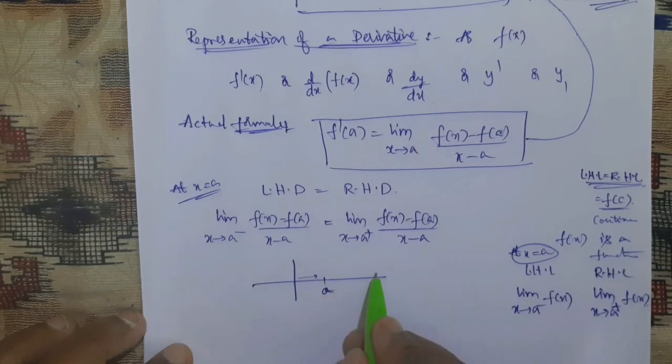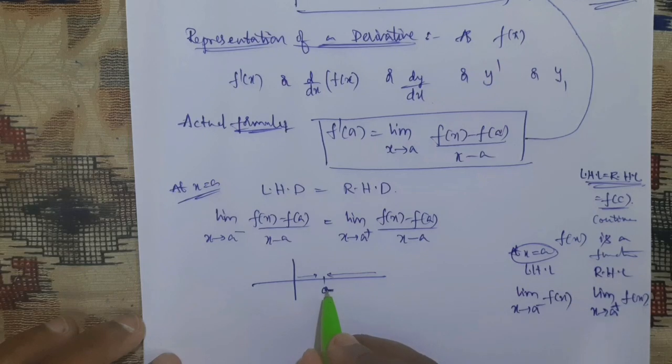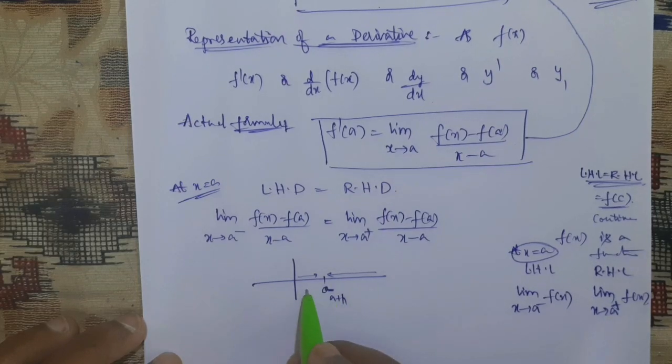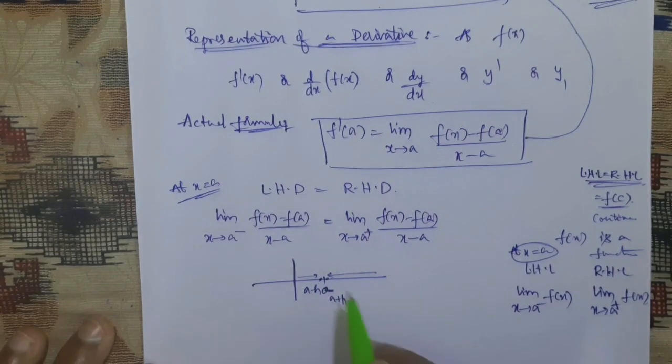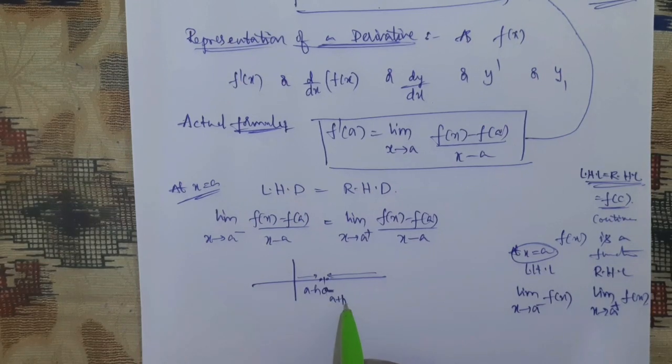When we are approaching from the right hand side, like this. Now here a small change in A to the right hand side, I will consider as A plus H. This as A minus H. That is the left nearest value and the right nearest value. That nearest is nothing but A plus H for A.